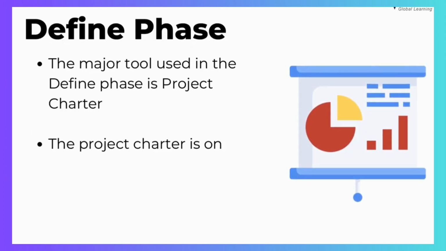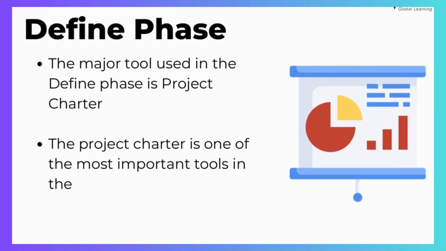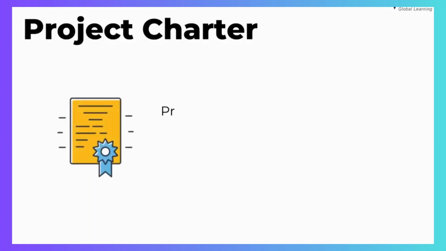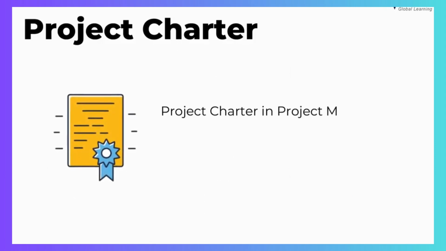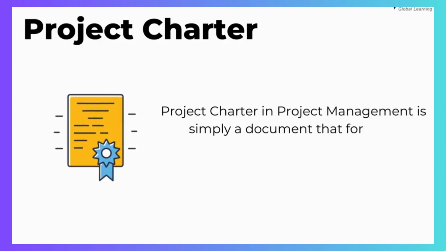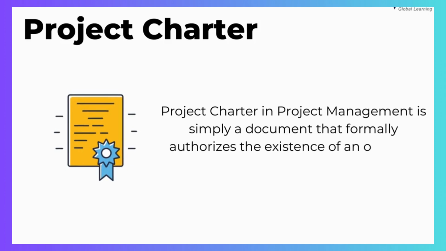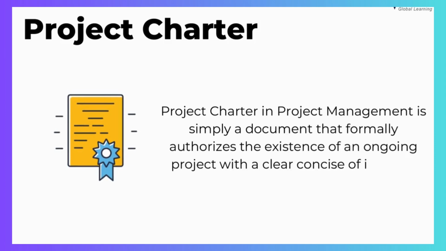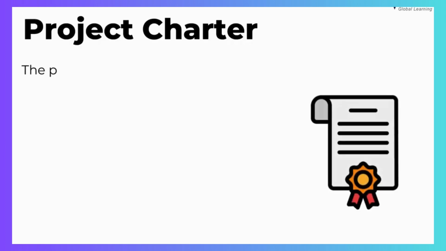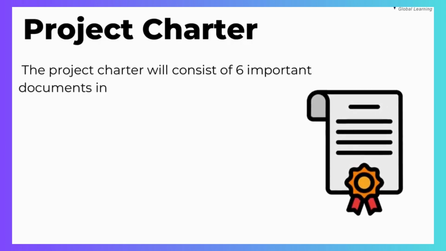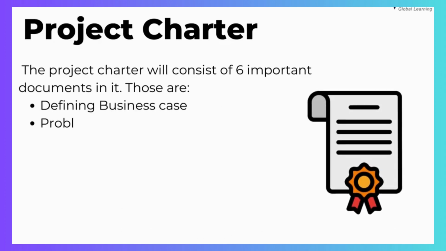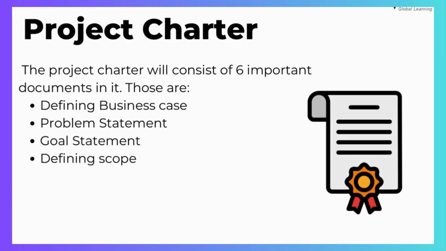The project charter is one of the most important tools in the define phase of every project. Now, let us understand what is a project charter. A project charter in project management is simply a document that formally authorizes the existence of an ongoing project, with a clear, concise statement of its goals. A project charter will consist of 6 important components: defining business case, problem statement, goal statement, defining scope, defining milestones, and team charter.